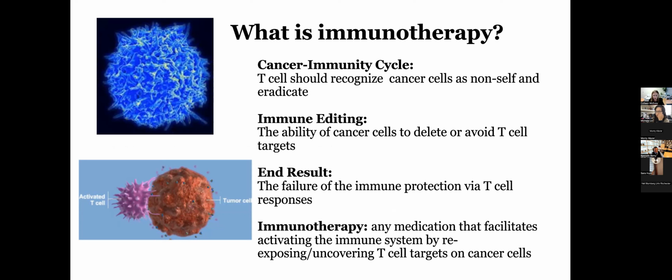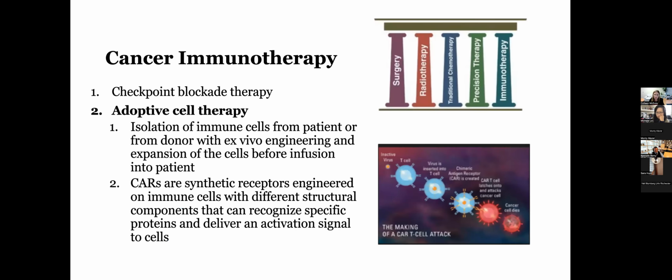So what immunotherapy does is it uses medication to facilitate our own body, so activating our own immune system to allow uncovering or exposing of these T cells so that we can then kill the tumor cell. It has become one of the pillars of our anti-cancer therapy, along with surgery, radiotherapy, traditional chemo, and precision therapy.